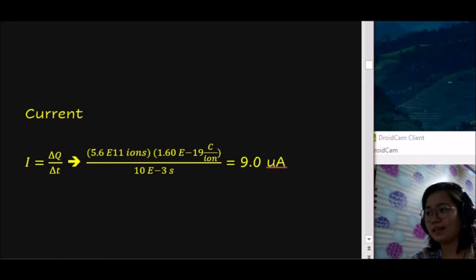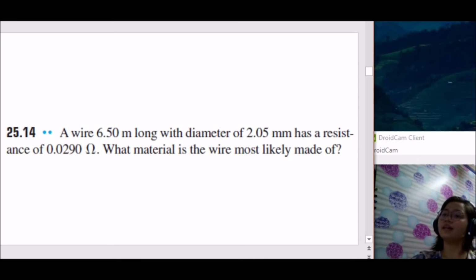So we know that Q should have the unit of coulomb. If we cancel ion, we only have the coulomb. So it's perfect because coulombs over seconds is amperes. And if you calculate, you're going to have 9.0 microamperes.